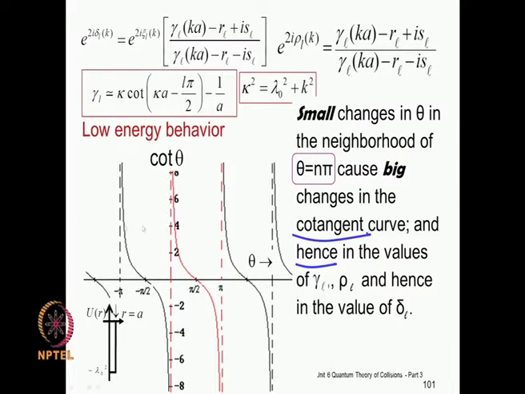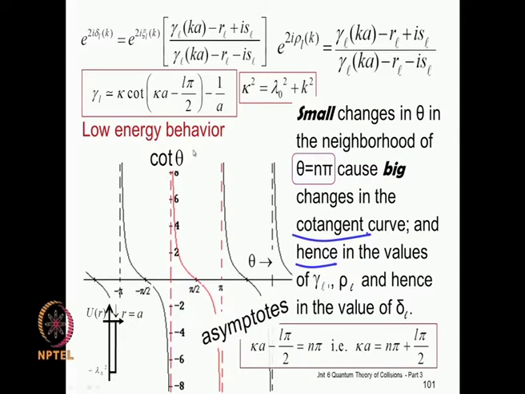So, here look at it over here, that whenever the angle theta is in the neighborhood of n pi, there are huge changes in the value of the cotangent function, and because of this gamma changes in a big way, and because this gamma changes, rho changes, and then the net phase shift delta changes, because delta is nothing but xi plus rho. So, the xi part is not changing very much, but the rho part changes in a very spectacular manner.